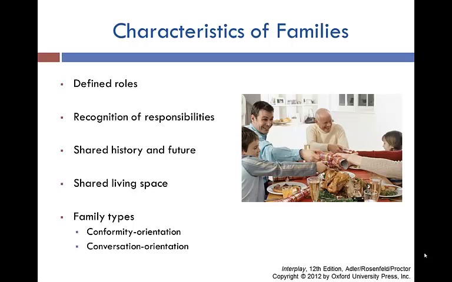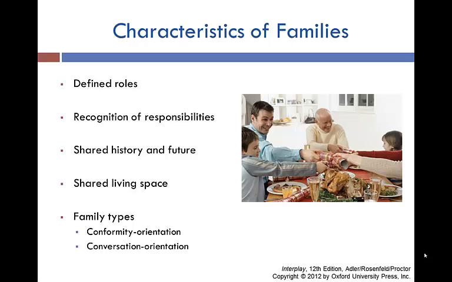Family members see themselves as having certain obligations and responsibilities to one another. Financial and emotional support are good examples of this. Primary relationship partners have a shared history and can have a shared future. In general, primary relationships share living spaces. However, this can change with some cultures. There are also many primary relationships which are long-distance relationships.